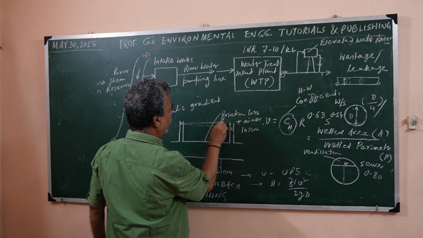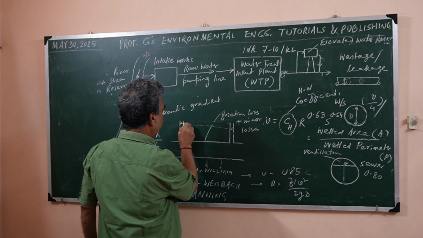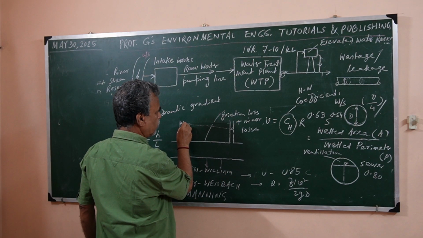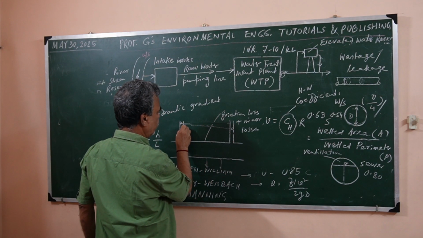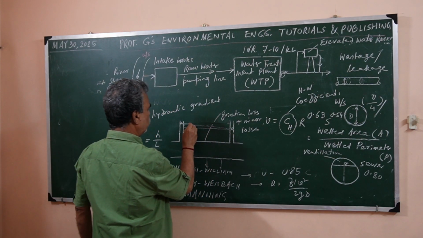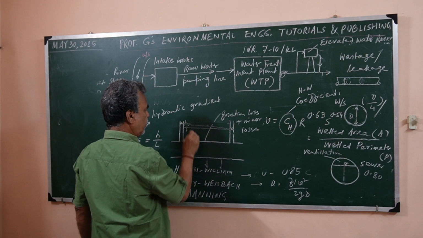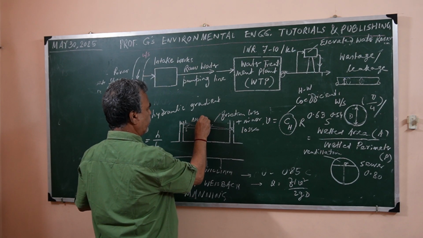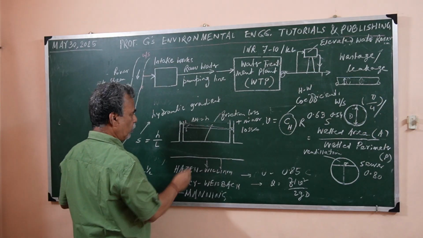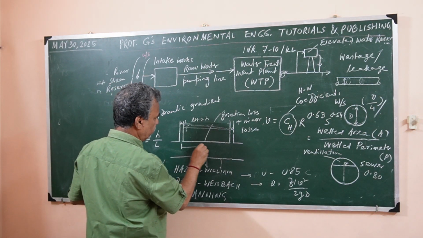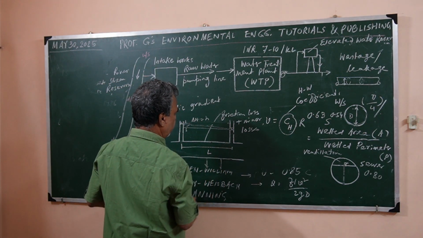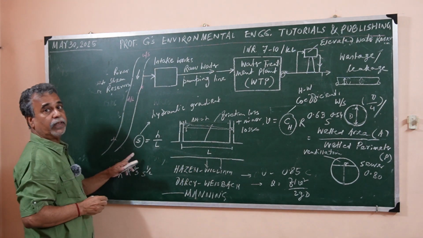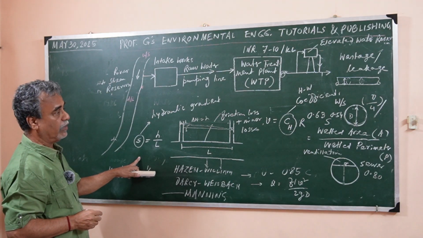So now suppose this is here and this is here, right? So suppose the delta H in this stretch is the head loss, or H, say. Now suppose the length is L. So this H by L is represented by S, that is the hydraulic gradient.